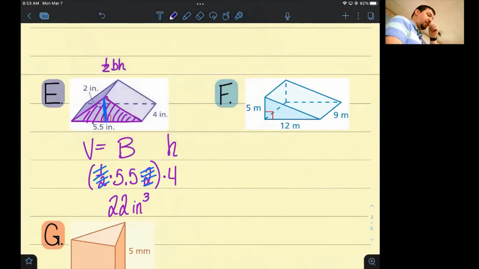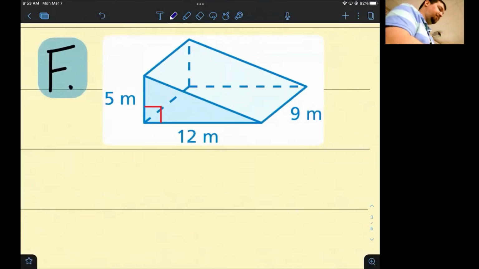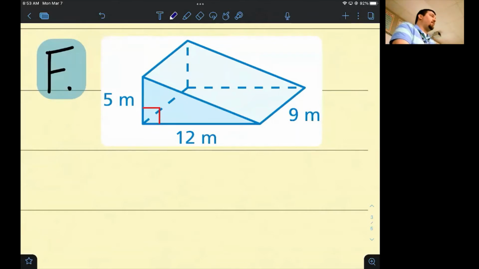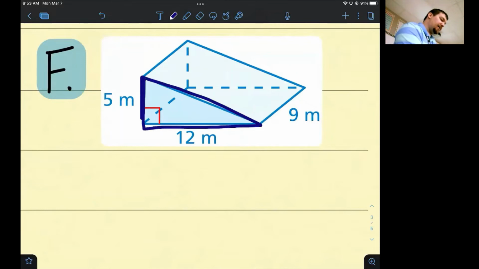All right, let's look at example F, another triangular prism. This is a right triangle, so I'm going to find the area of my right triangle base side here. You see the right angle? Always look for the right angle when you're doing the area of your triangle. It's going to connect your base and height. In this case, they're on the outsides.